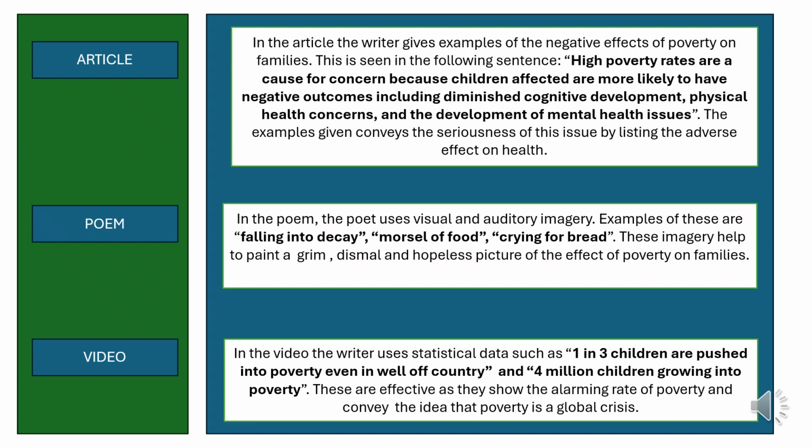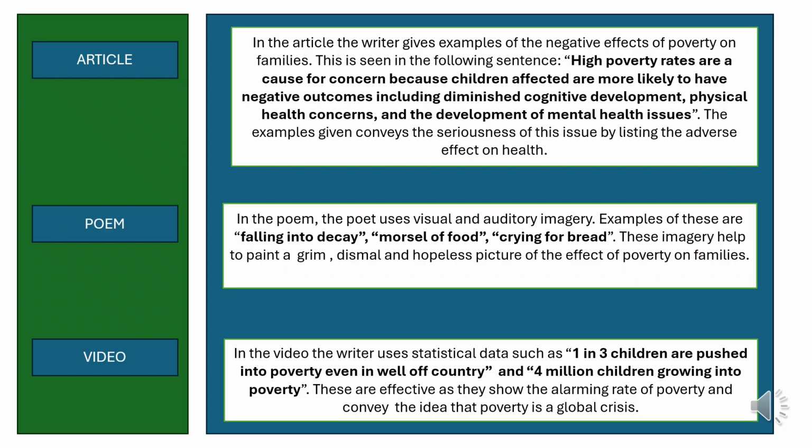And that's for the articles. The article used a lot of examples. So if you go back to the presentation at the initial stage, you would have heard the examples given. Now in the poem, the poet uses visual and auditory imagery. Now, imagery is also a language technique. Examples of these are falling into decay, morsel of food, crying for bread. These imagery help to paint a grim, dismal, and hopeless picture of the effect of poverty on families.